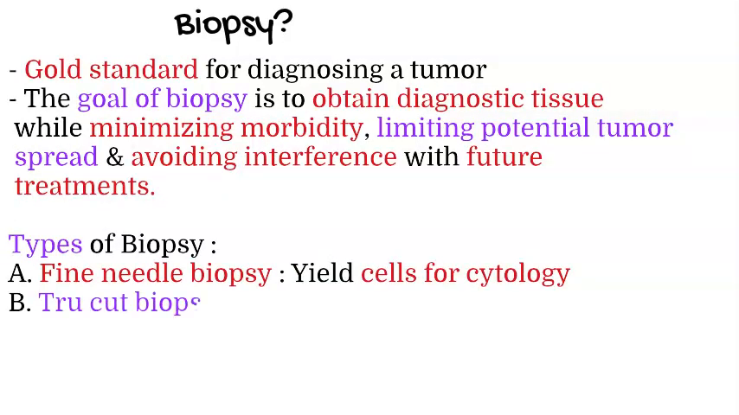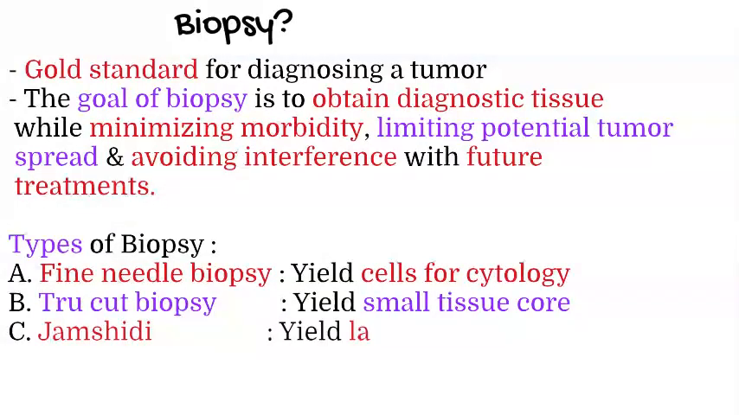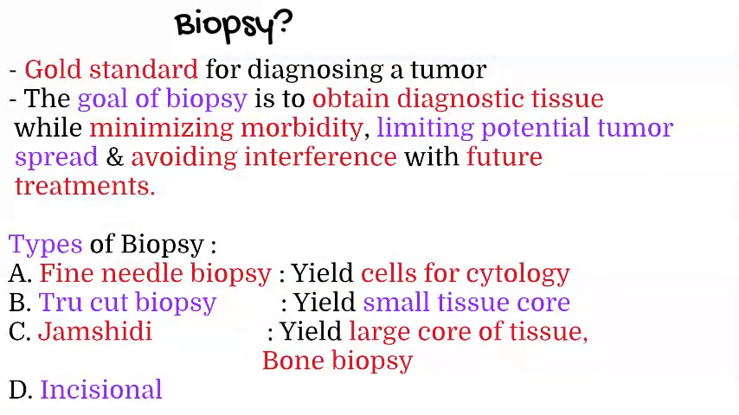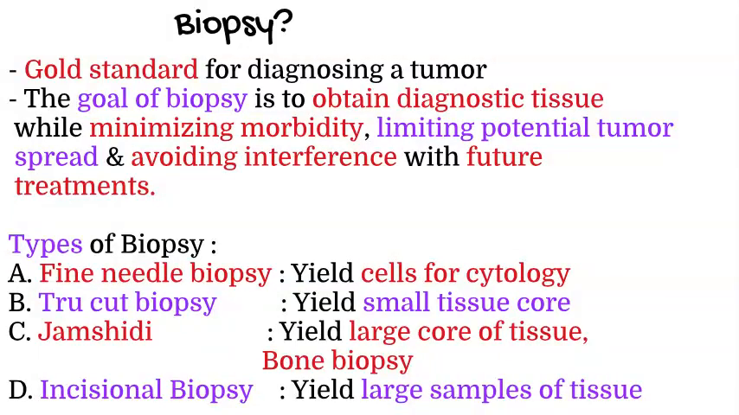The types of biopsy: A. Fine needle biopsy that yields cells for cytology. B. Trucut biopsy that yields small tissue core. C. Jamshidi needle yields large core of tissue, bone biopsy usage. D. Incisional biopsy yields large samples of tissue.